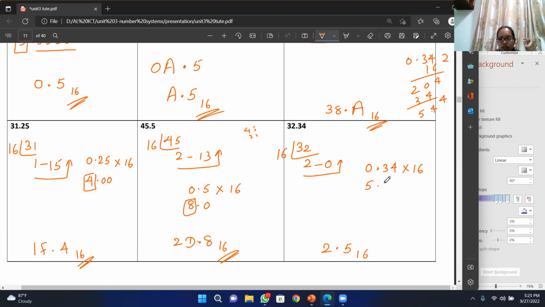Here, 5.44. And if you need, you can follow one more step. 0.44, again you can multiply by 16. Here we did 3.4 multiplied by 16 and took this answer. Then only the fraction part, that is 0.44, you can multiply by 16 and take one more step if you wish.